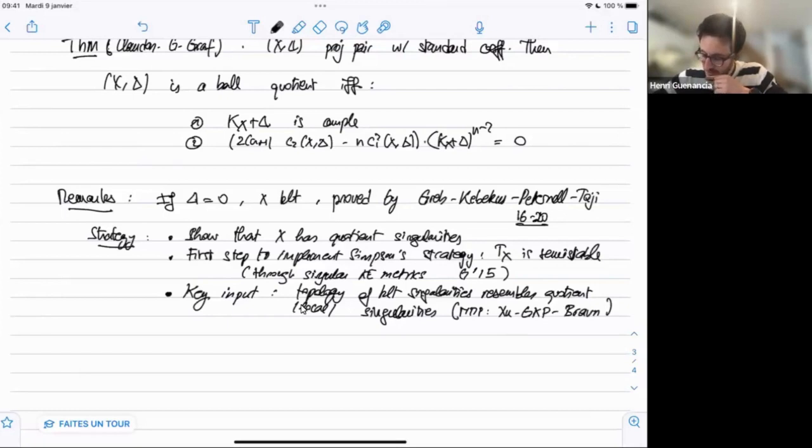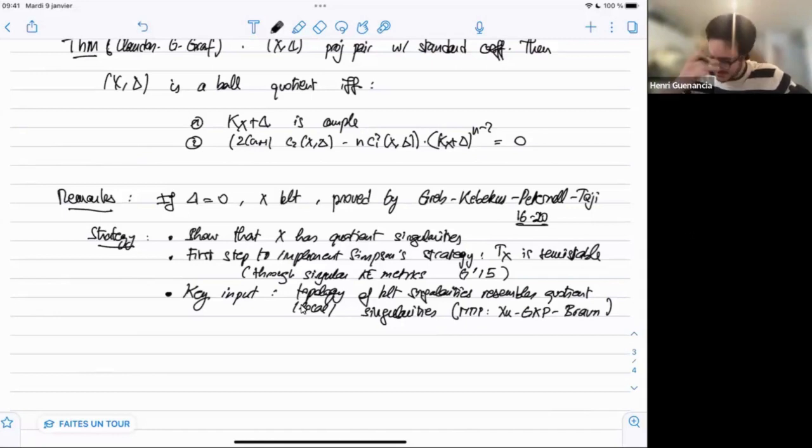That's really the new input that unlocks this whole business and enables us to go through with the strategy. But that being said, this is still a very difficult theorem. These are the main points.